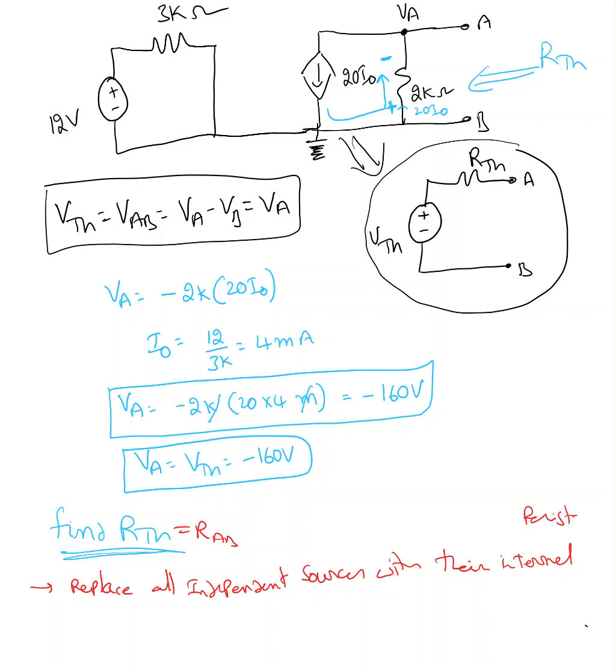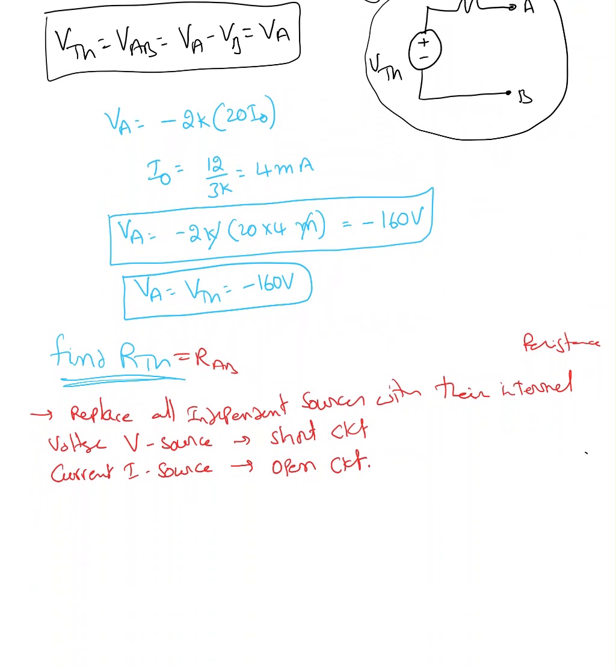Okay, so what is the internal resistance of a voltage source? If it is a voltage source, short circuit, because the internal resistance of a voltage source is 0. And if it is a current source, the current source has infinite internal resistance. Replace it with an open circuit. Okay, now if there is a dependent source, keep it as it is and connect a 1 ampere source between AB terminals.